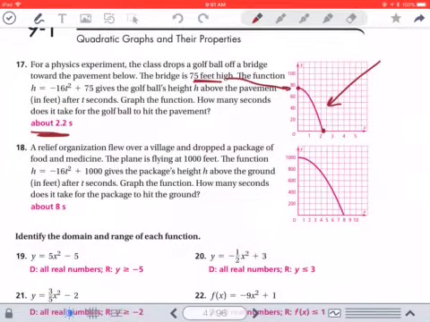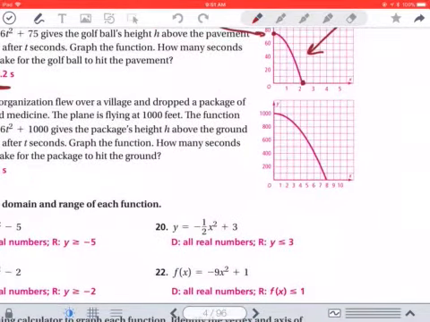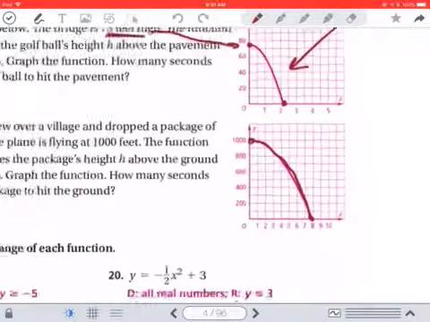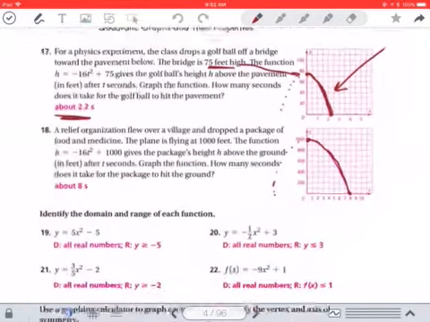And then number 18 takes about 8 seconds. So it starts at 1,000 feet and takes 8 seconds to go down there. And this graph is kind of shaped like this. That's one side of a parabola. Over here there'd be another side, but we don't have negative time, it wouldn't exist.